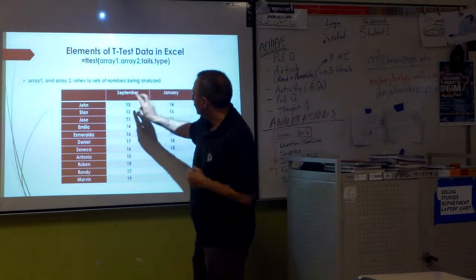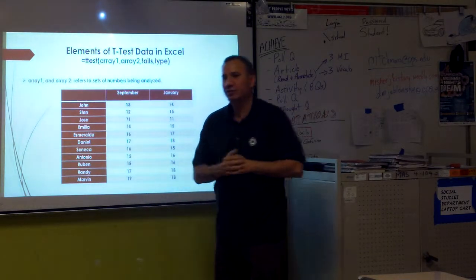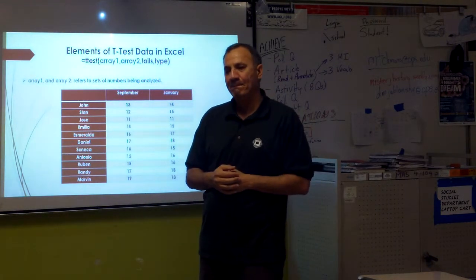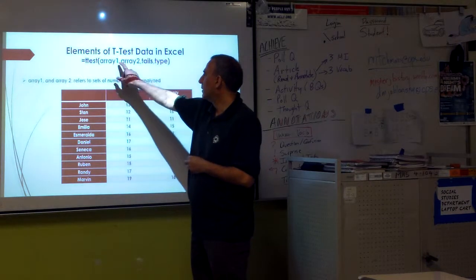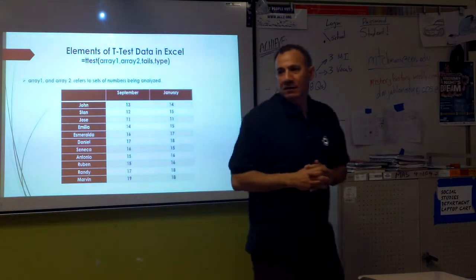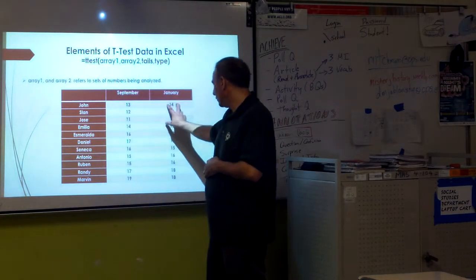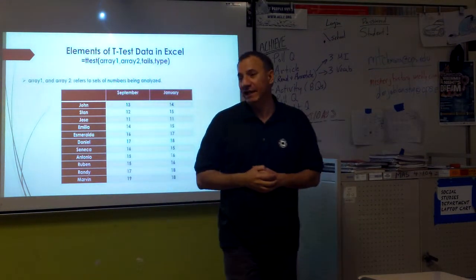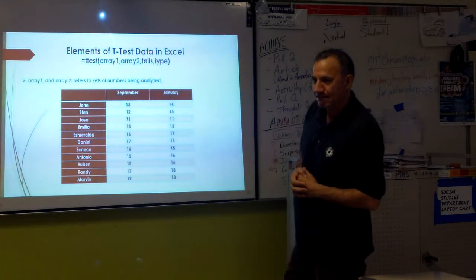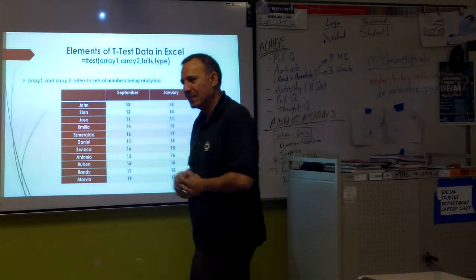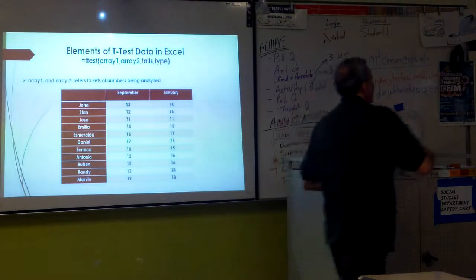Do me a favor, scroll all the numbers in your first column, put in a comma, go to array 2, and do the same thing with the next numbers, actually. Put your comma in.